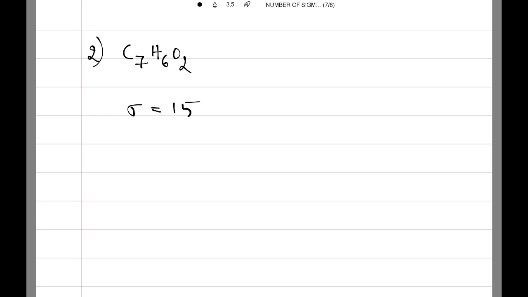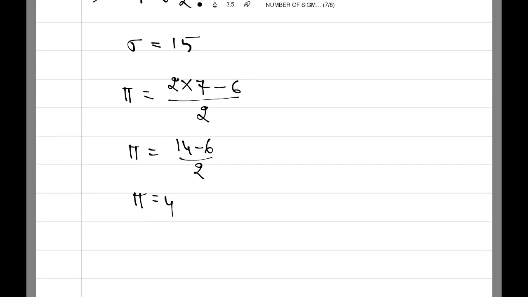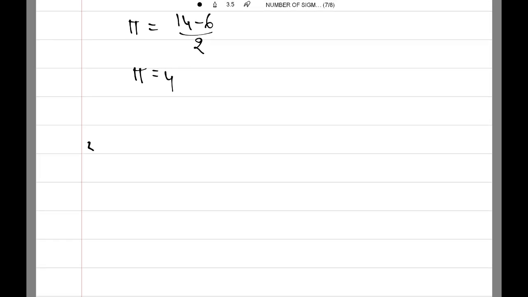And for the number of pi bonds, this is also a monocyclic compound, so the formula is (2 into n minus the number of hydrogen atoms) by 2. That means 2 into the number of carbon atoms, which is 7, minus the number of hydrogen atoms, which is 6, divided by 2. So 14 minus 6 by 2, that means the number of pi bonds is equal to 4. Next, I am taking one more example: benzaldehyde. What is the benzaldehyde formula?